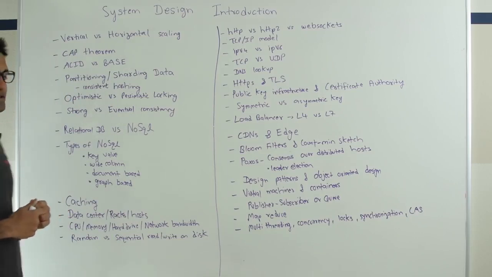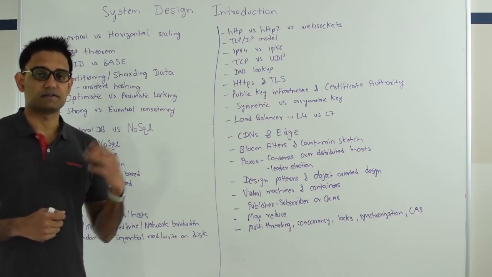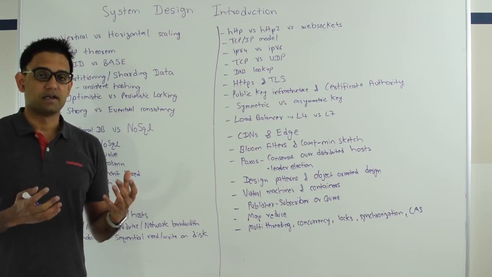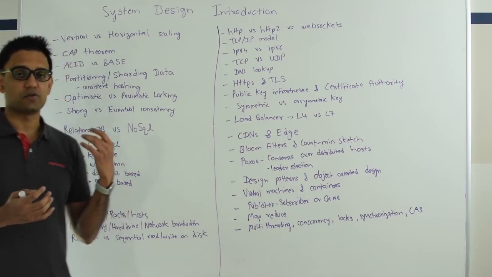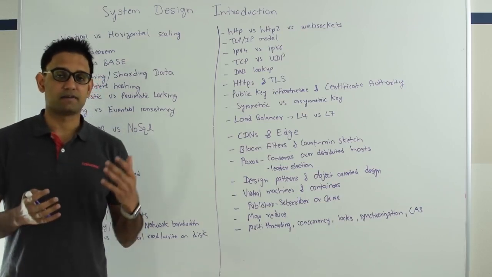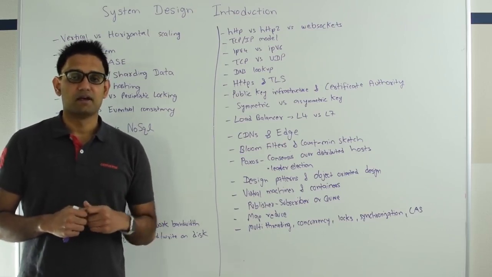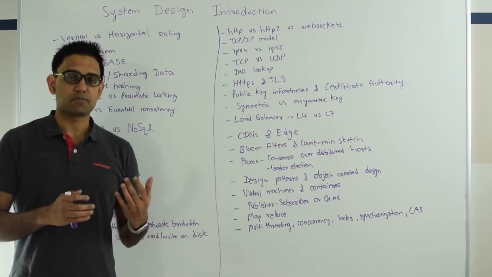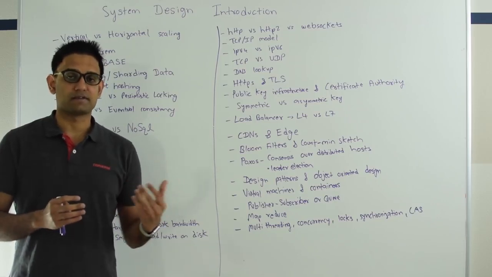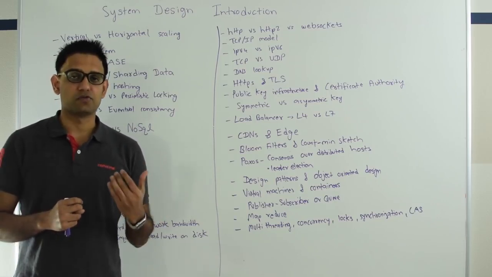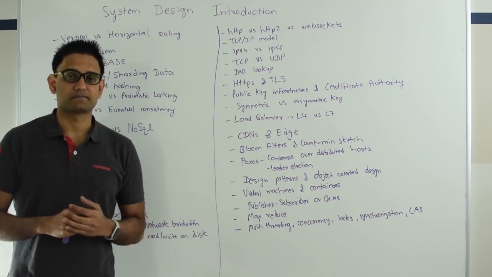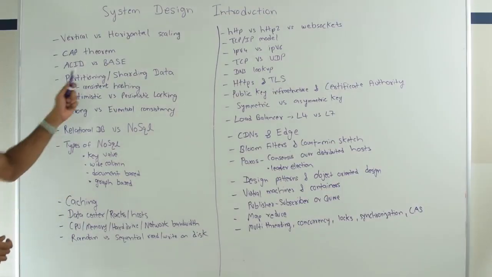The traditional relational databases, they choose consistency over availability, which means that they could be less available, but their data is always consistent. On the other hand, NoSQL databases, they prefer availability over consistency if you choose to configure it that way. Next up is ACID versus BASE.